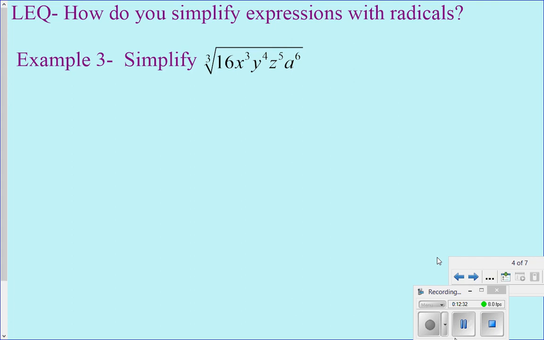Next one. Okay, so we talked about square roots. Now this one's a cube root. So the nice thing about this is we don't have to worry about absolute value because it's an odd root, so no absolute value. But the more challenging part about this one is that we're taking a cube root of 16.